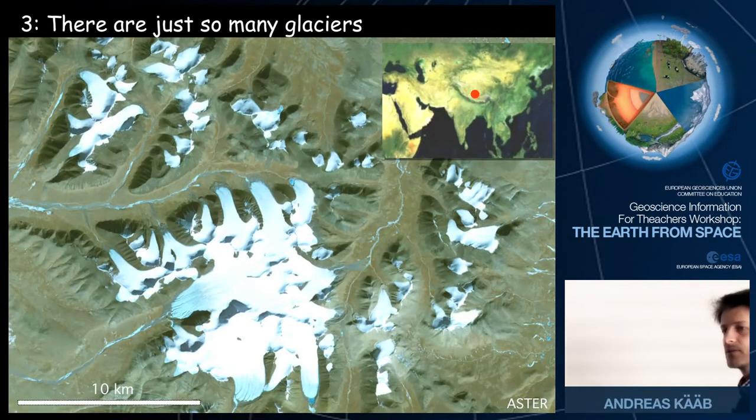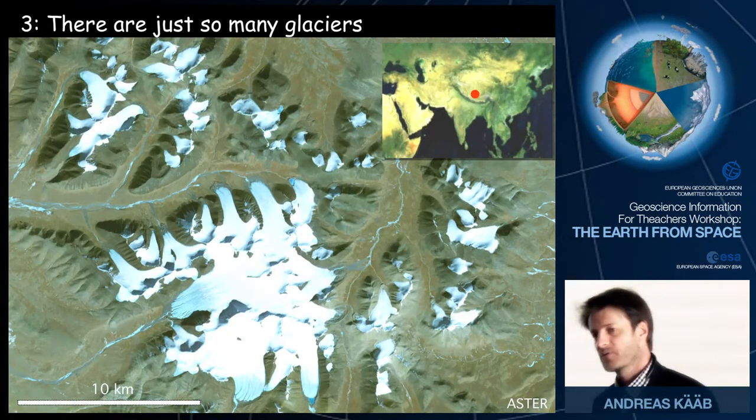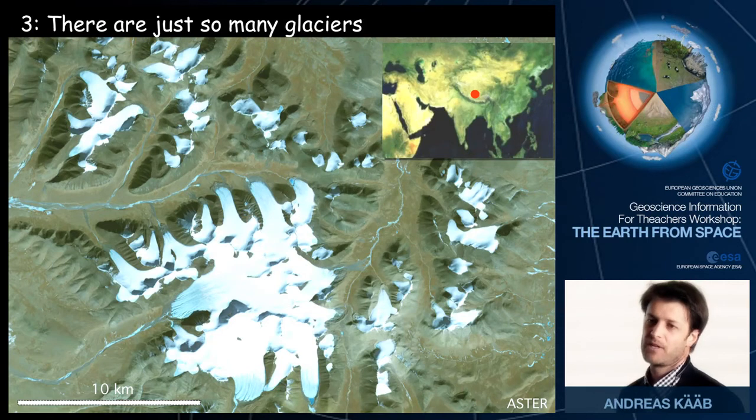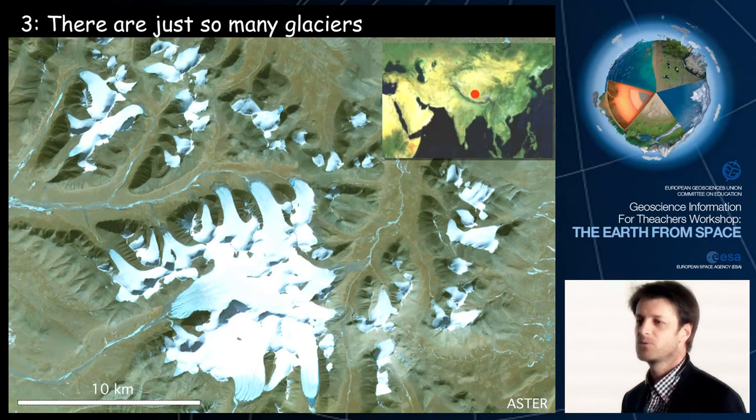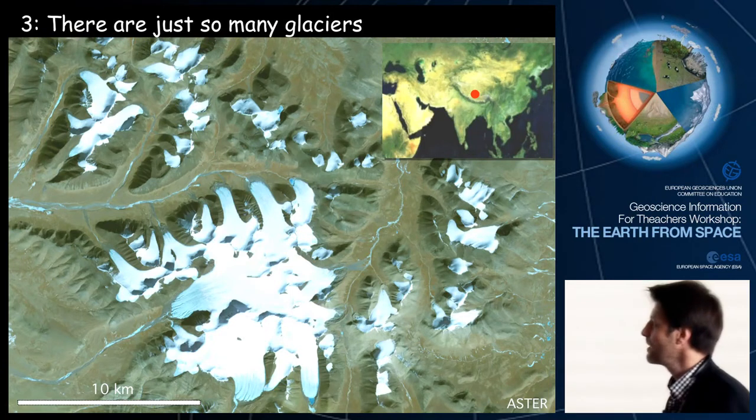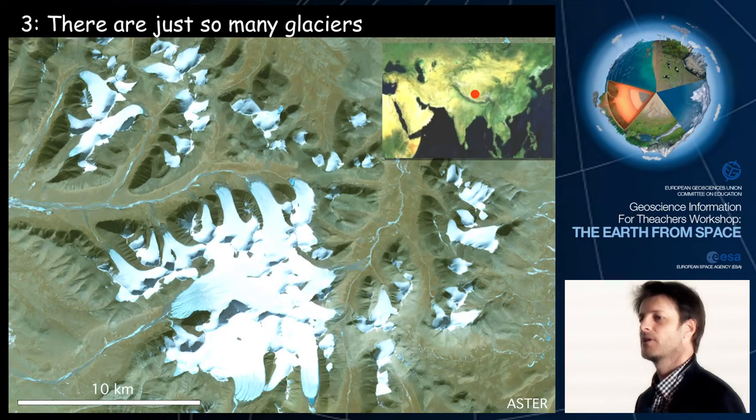A third good reason to do glacier monitoring from space is simply the huge number of glaciers. There are many 100,000 glaciers on Earth. There's no way to do it by terrestrial surveying and so on, to hike to each glacier. So the only way is really from space, where you have the large-scale view.